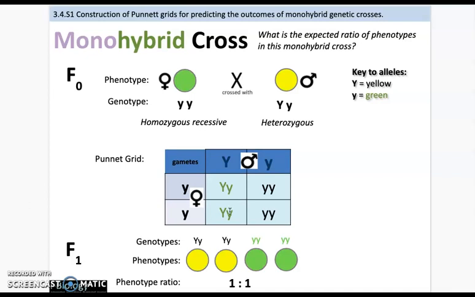And as you can see, this is what it should look like if you were to complete the Punnett square. We've got heterozygous for the father, homozygous recessive for the mother, and it ends up with a 1-to-1 ratio in the offspring. So we've got half of the offspring that are yellow, half of the offspring that are green. And then the genotypic ratio would also be 1-to-1 because we've got these heterozygous offspring right here, the two, and then the two homozygous recessive offspring over here, and it simplifies to a 1-to-1 ratio.